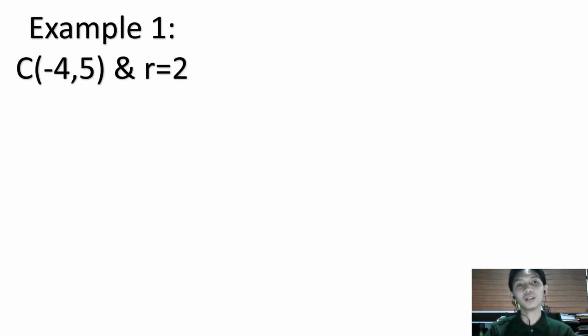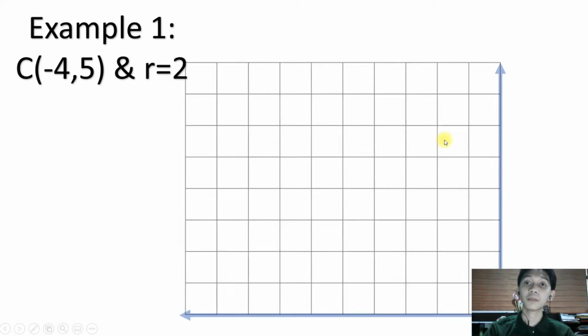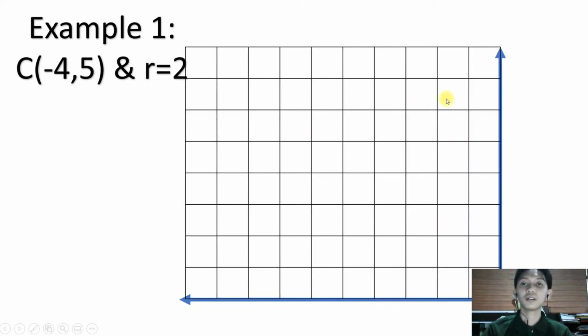For example number 1, the location of the center of our circle as well as the value of r are already given. All we have to do is plot this information and graph the circle on the Cartesian plane. The first step is to draw the Cartesian plane, but in this case, I'm just showing quadrant 2. Now, first we have to plot the coordinates of the center, which is (-4, 5). So it will look like this.